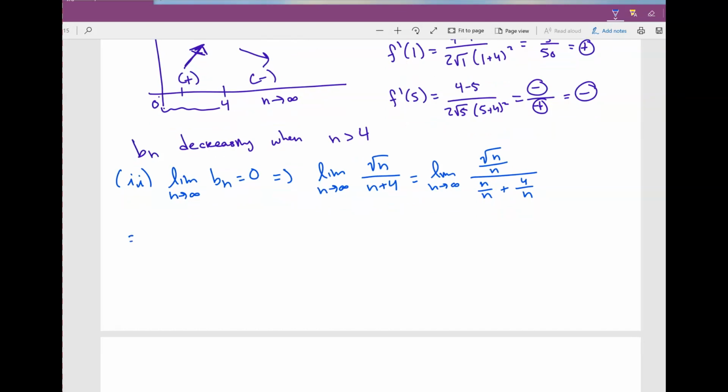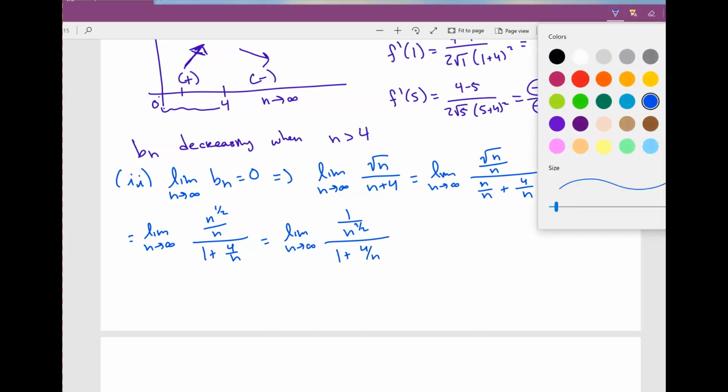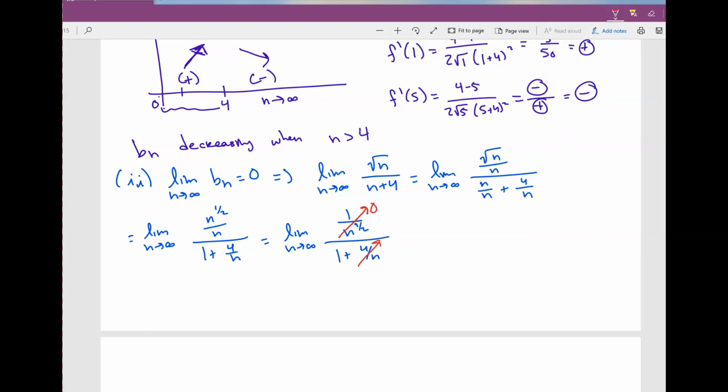Now I'm going to have the limit as n goes to infinity of n to the 1/2 over n, divided by 1 plus 4 over n. So this is just going to give me 1 over n to the 1/2, divided by 1 plus 4 over n. Now notice that this guy is going to go to 0. This guy's also going to go to 0. So all I'm left with is a big fat 0 on the top and a 1 plus a 0 on the bottom. We have the limit part, and all we have is a big fat 0, which is what we wanted.